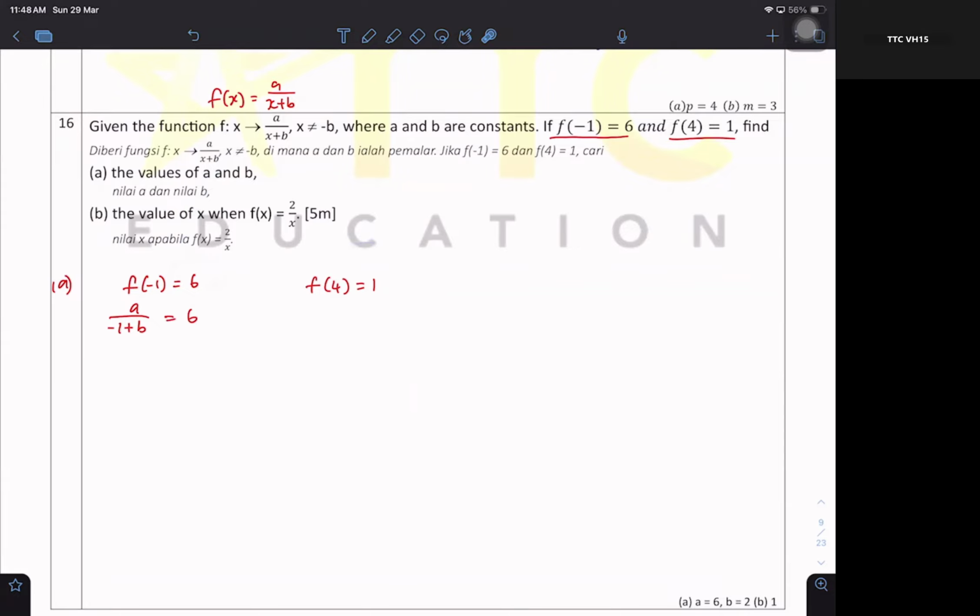You also do the most important thing: take the bracket and sub into the x. If you sub in 4, it becomes a over (4 plus b) equals 1. The right hand side always copy. Then from here, you can do a bit of maths. This is divide, bring over times. This is divide, bring over times.